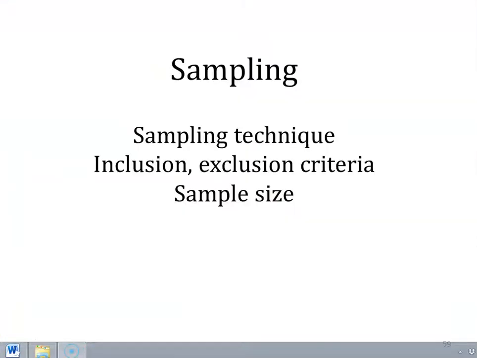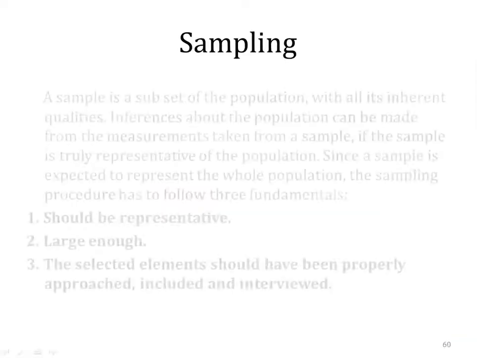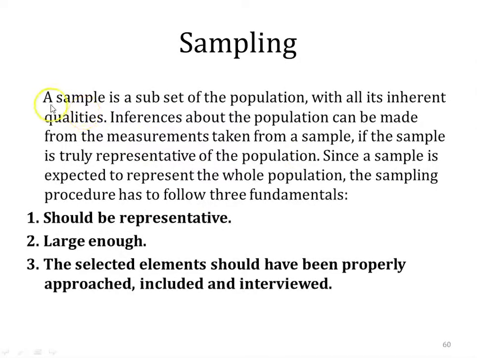Okay, so now I will discuss sampling. Sampling includes sampling technique, inclusion-exclusion criteria, and the sample size. So first of all, I will describe what is a sample. A sample is a subset of the population with all its inherent qualities.